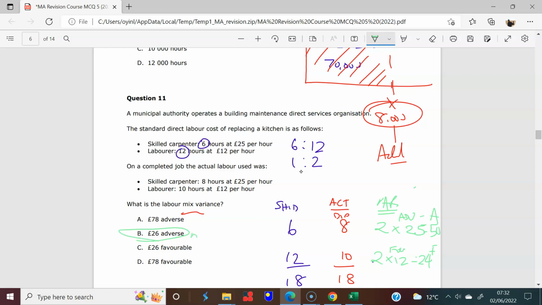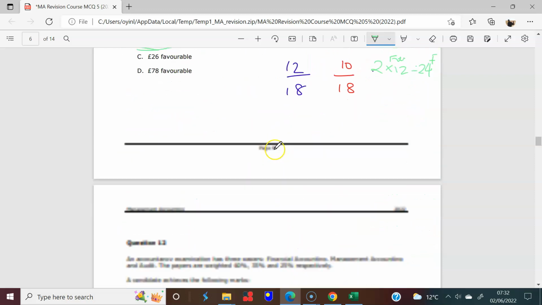The mix is purely the change in mix based on the actual number of hours invested in doing this thing. And that's the point here with question 11, right? So just do that, find that difference, and you're there. Cool, great stuff.